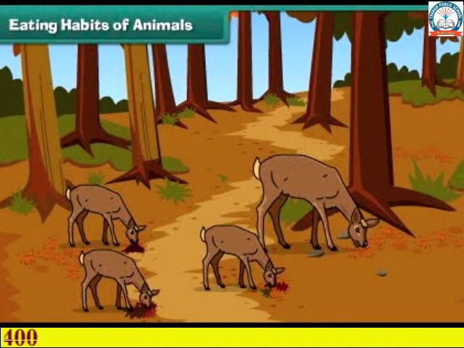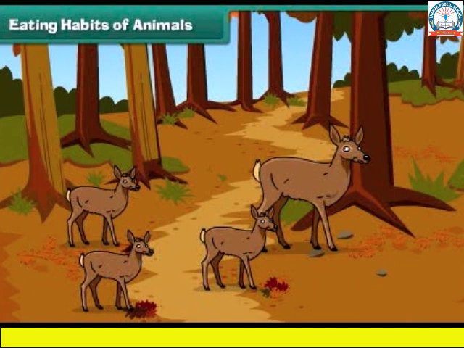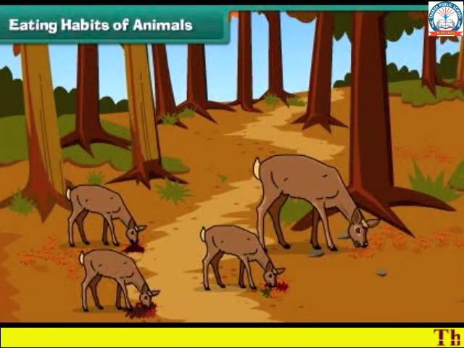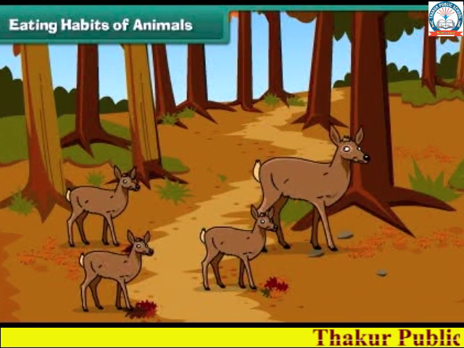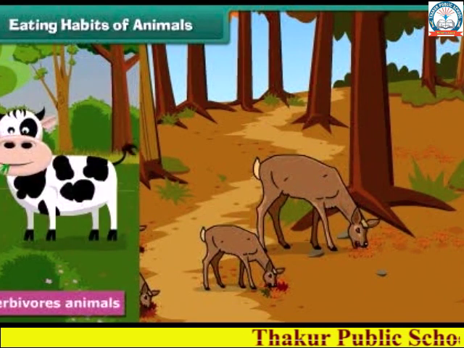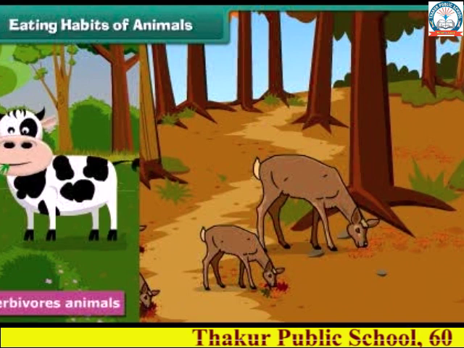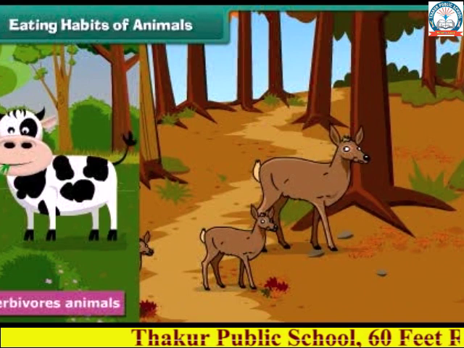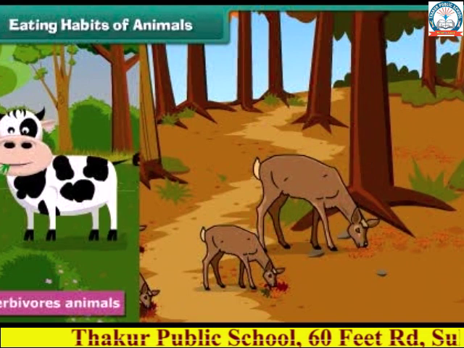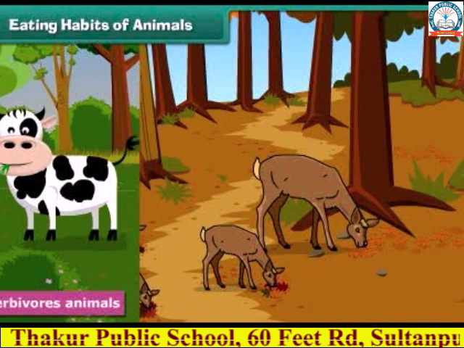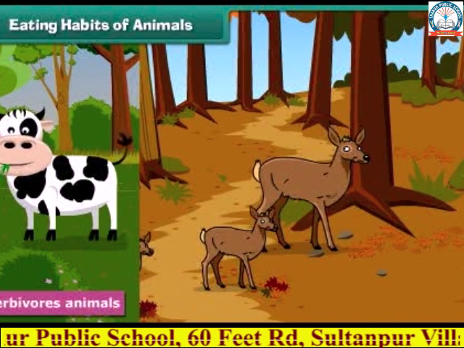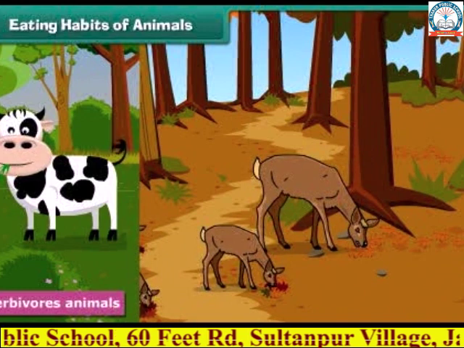All animals need food to get energy and perform various functions. They eat different types of foods with the help of different types of teeth. Herbivorous. Herbivorous eat plants. They have sharp and flat teeth for grinding grasses and leaves. Cow, goat, and buffalo are the examples of herbivorous.